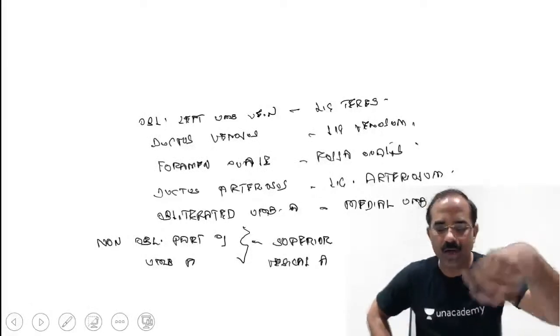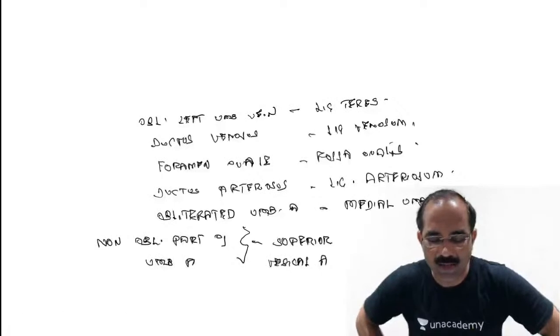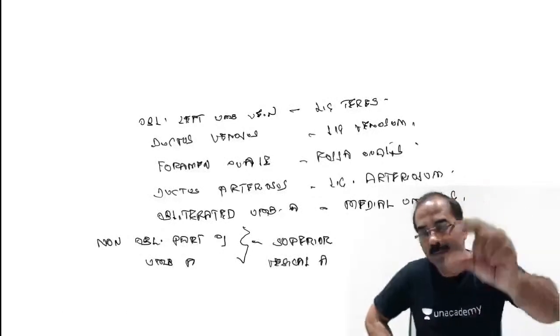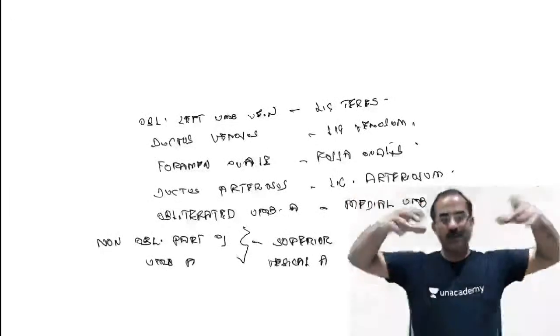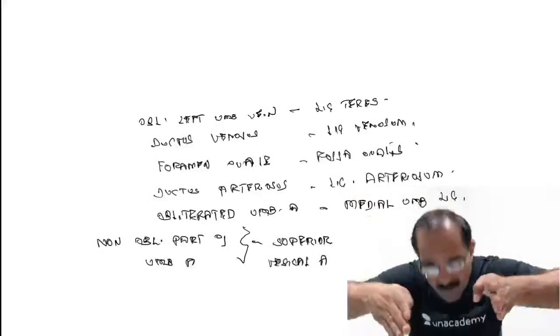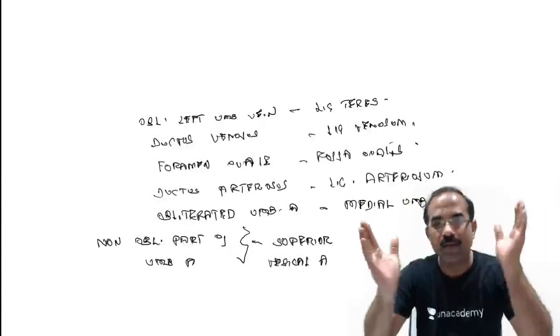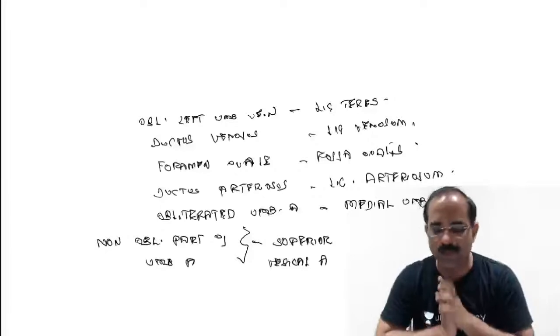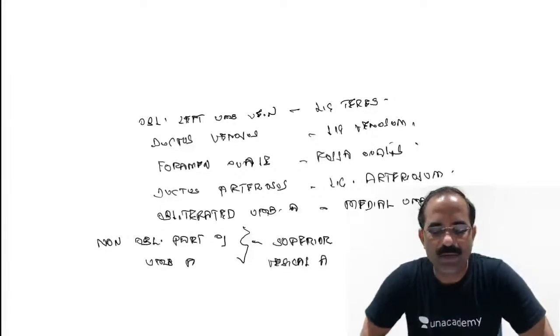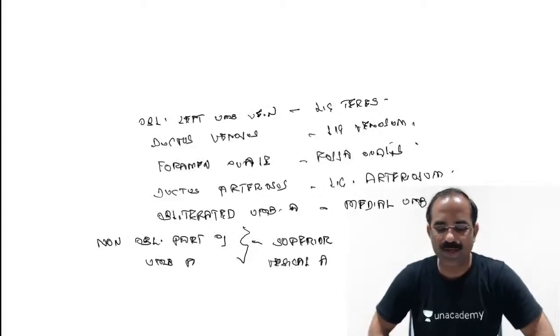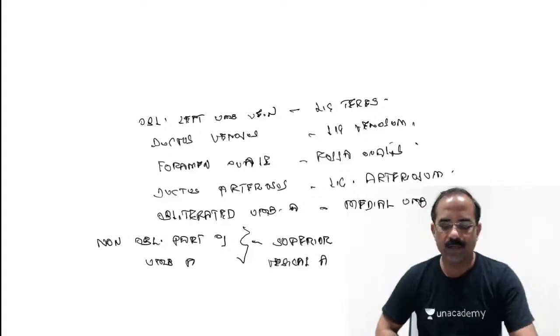Can anyone tell me what is median umbilical ligament? Just tell me what is median umbilical. This is medial umbilical ligament, and there are two medial umbilical ligaments. You tell me what is median umbilical ligament. Anyone? Answer, children. What is median umbilical ligament?